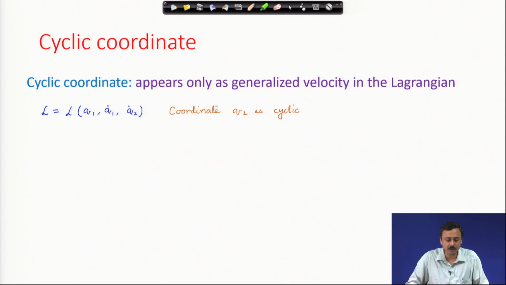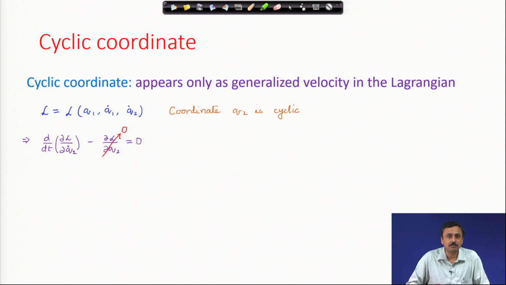For example, if you have a Lagrangian which is in general a function of, so our system has generalized coordinates q1 and q2, but the Lagrangian looks like this. It is a function of q1 dot and q2 dot. q2 is missing. Therefore, the coordinate q2 is a cyclic coordinate. In the Lagrangian expression, q2 does not appear, but its generalized velocity of course appears, q2 dot appears, but q2 does not appear. Therefore, q2 is a cyclic coordinate.